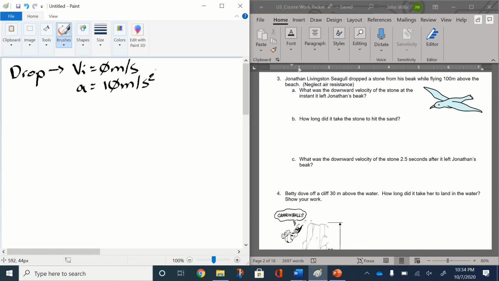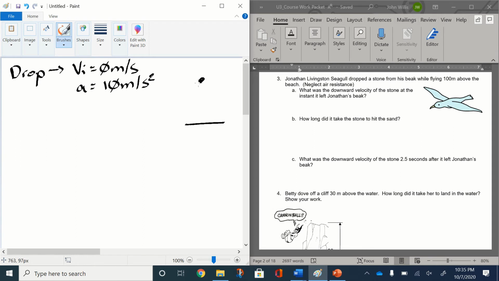So in this case, the only other bit of information that is provided in number 3 is going to be 100 meters. It's 100 meters above the beach. So sometimes you could draw a picture, right? I'm not very good at being an artist. I think my 7th grade art teacher is still very disappointed in me.